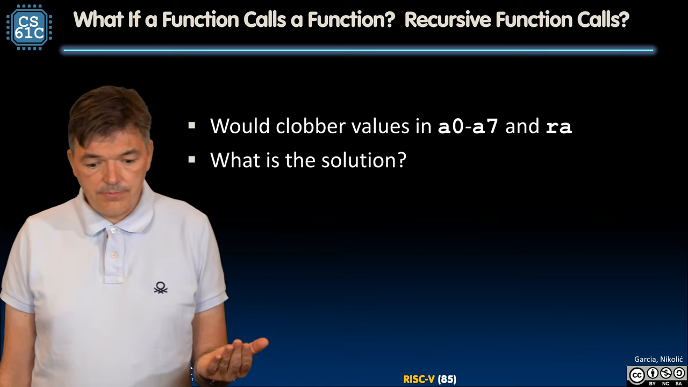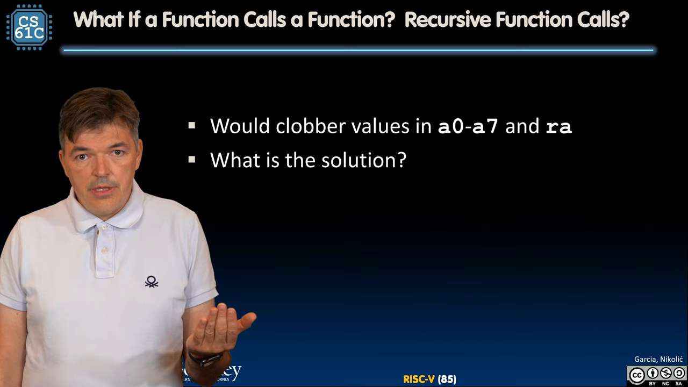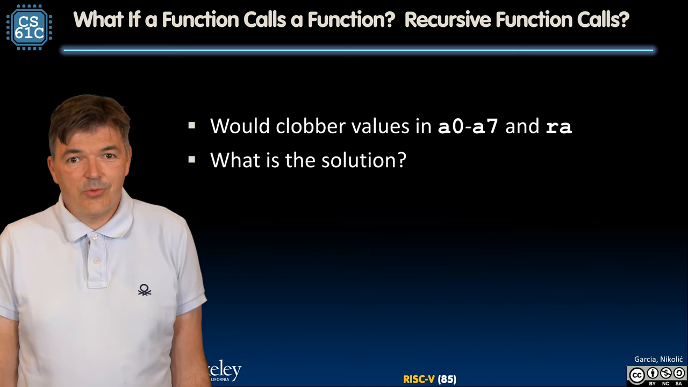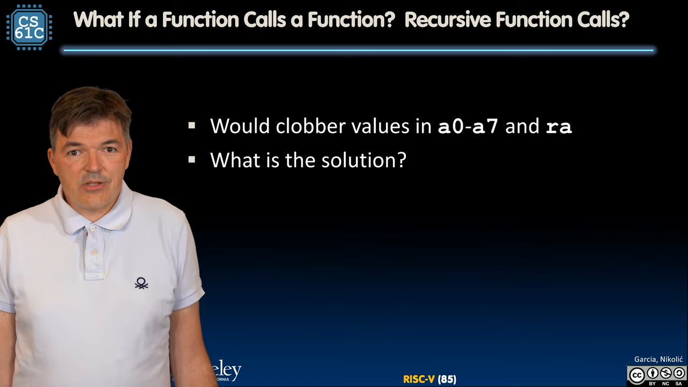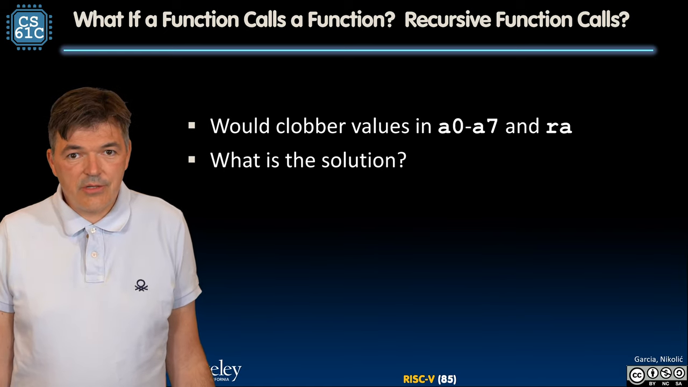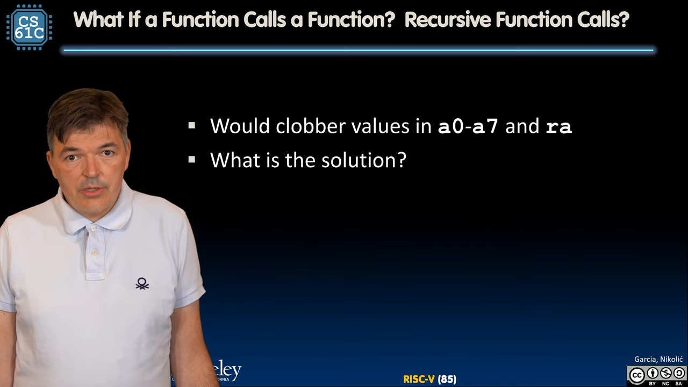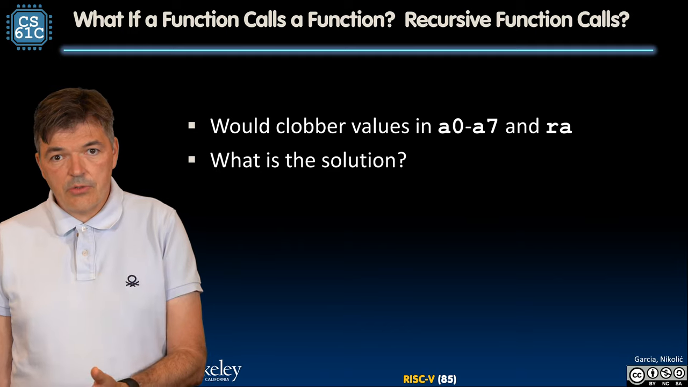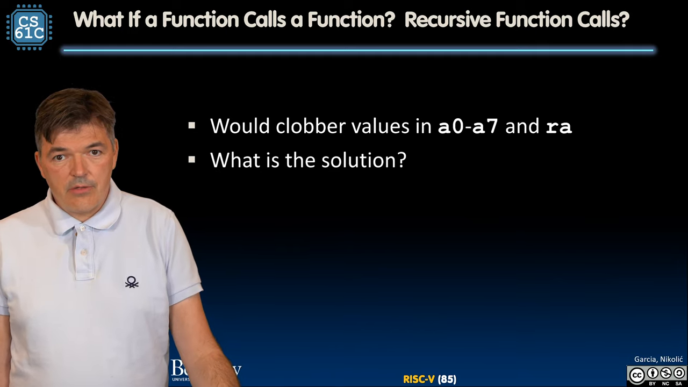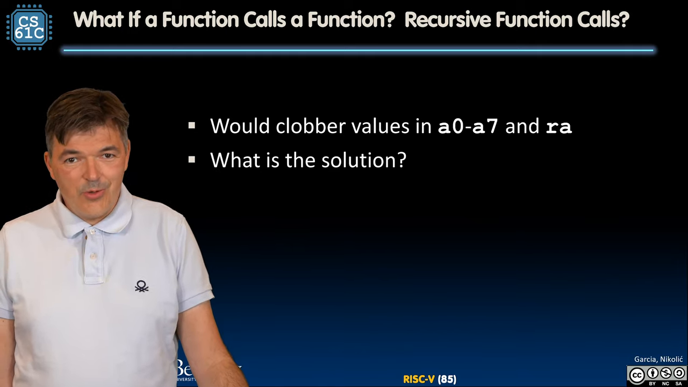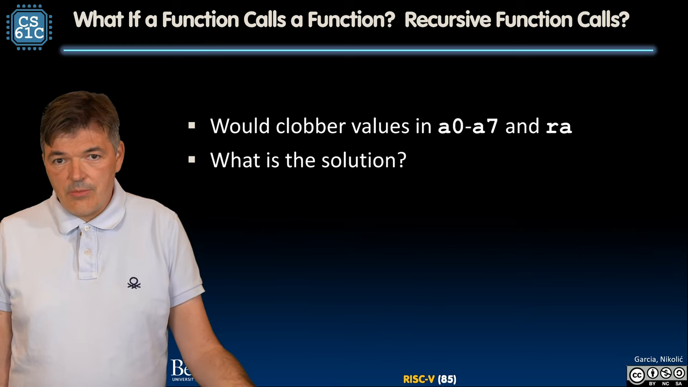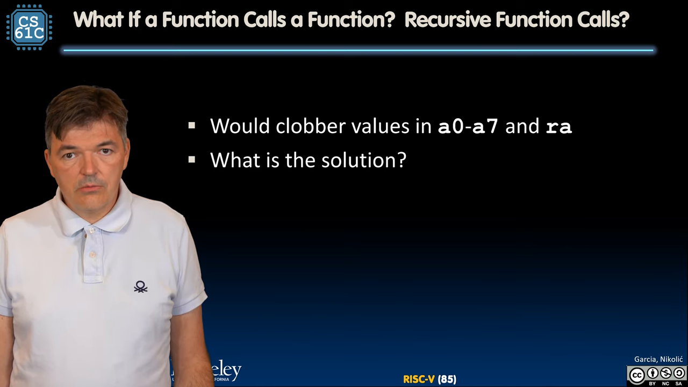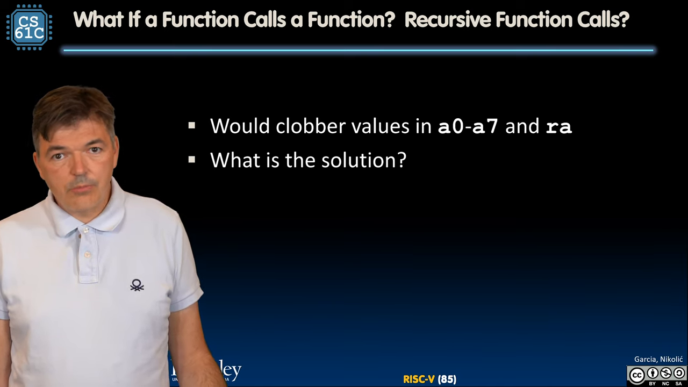What will happen here is that we have only one place where we know to put the return address, which is the register X1. That's the one that holds the return address. So it will be holding the return address from the main when we go to function 1. When function 1 calls function 2, it will clobber that value, and function 1 will not know where to go back. Similar holds for the argument registers. So what are we going to do?